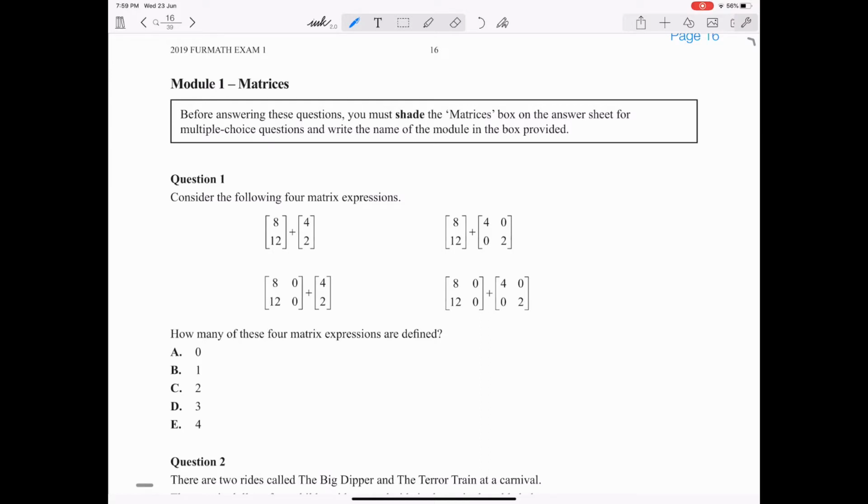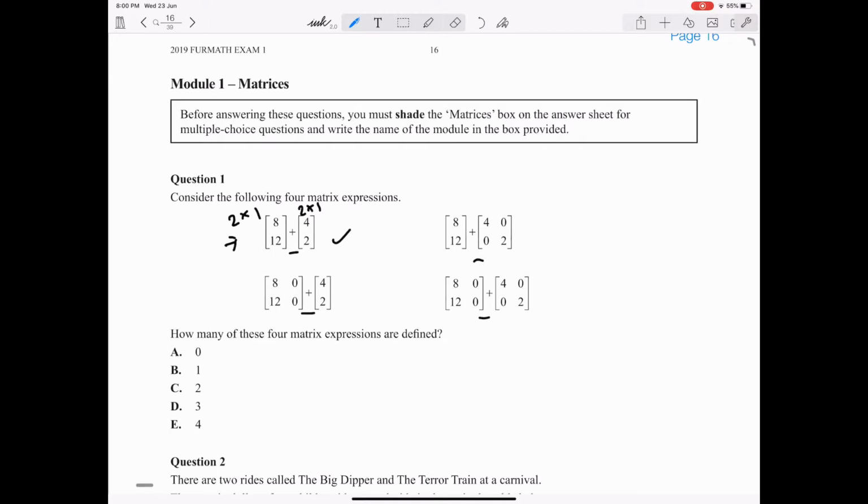So all of these matrix expressions show addition. So basically if you want to add matrices together, you have to have the same number of rows and columns. So for example, if we look at the first one, it has 2 rows and 1 column, and the second matrix also has 2 rows and 1 column. So 2 and 1. They have the same order, so therefore this matrix expression is defined.